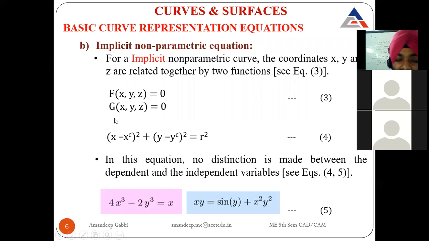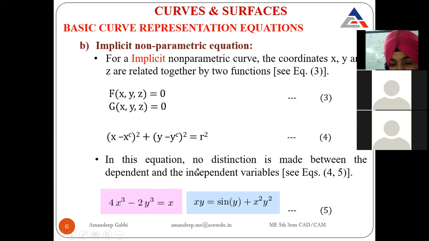In this case, x, y, and z are dependent on any of the two variables, not a single variable. They may be related with x minus x, y minus y, and so on. X, y, and z are dependent on any of the two variables.